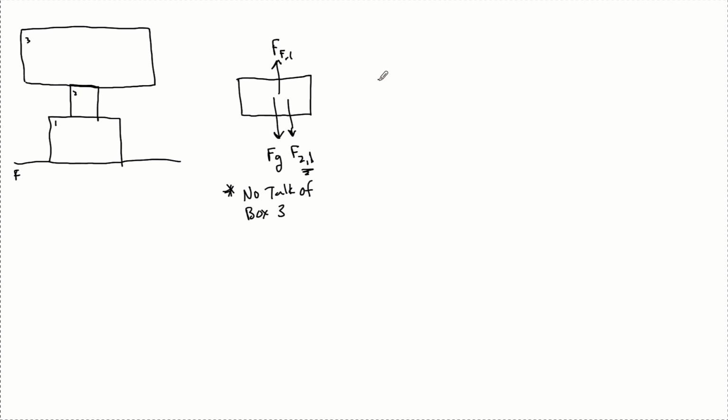If I go to this little box here, everything has a weight. So this is FG of 2. It feels the force. So this is the F that 3 puts on 2. And this is the force that 1 puts on 2. And once again, we see, guys, these are action-reaction force pairs. These are going to be internal.